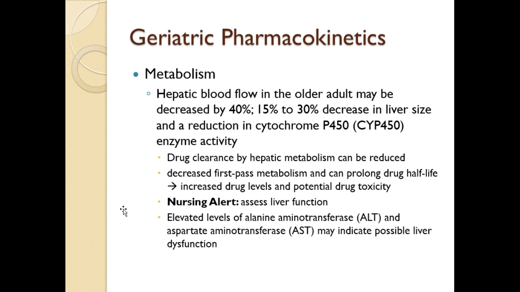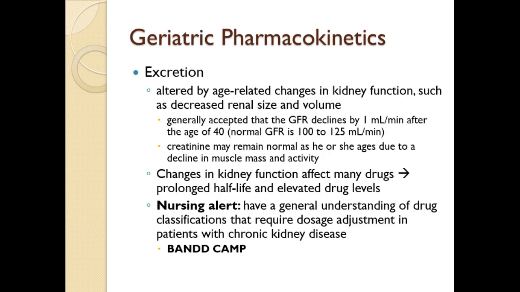Reduction in liver blood flow will result in reduction of the liver enzyme activity. So it could result in reduced drug clearance, decreased first pass, which results in increased drug levels and potential drug toxicity. So we need to assess your patient for liver function. And this is what I was telling you: alanine aminotransferase, ALT, and aspartate aminotransferase, AST, are your liver function tests. Your renal function tests are your BUN, blood urea nitrogen, and your creatinine. Okay.